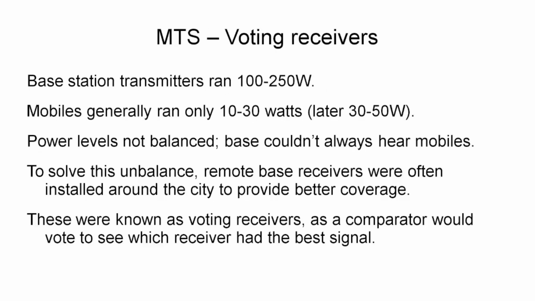The base station transmitters ran 100 to 200 watts. The mobiles generally ran 10 to 30 watts, although later 30 to 50. But the power levels are not balanced. The base could not always hear the mobiles. To solve this unbalance, remote base stations were often installed around the city to provide better coverage. These were known as voting receivers, as a comparator would vote to see which receiver had the best signal, and that was what would be used.